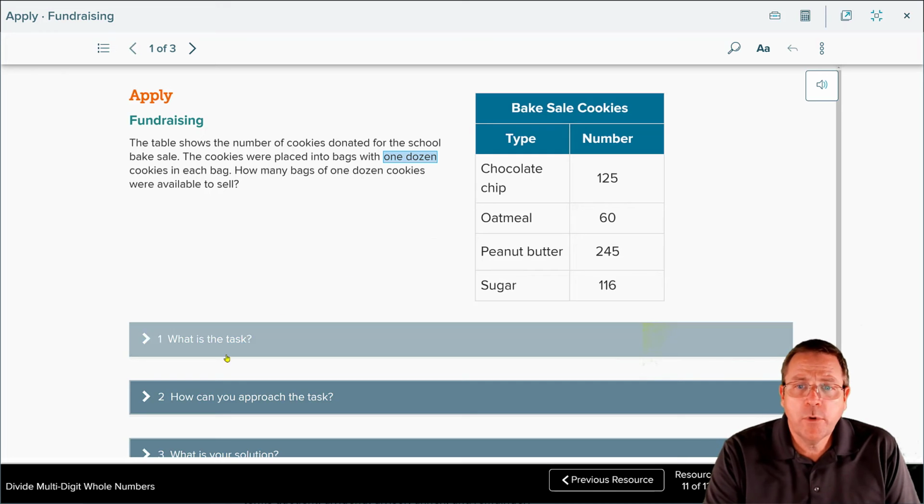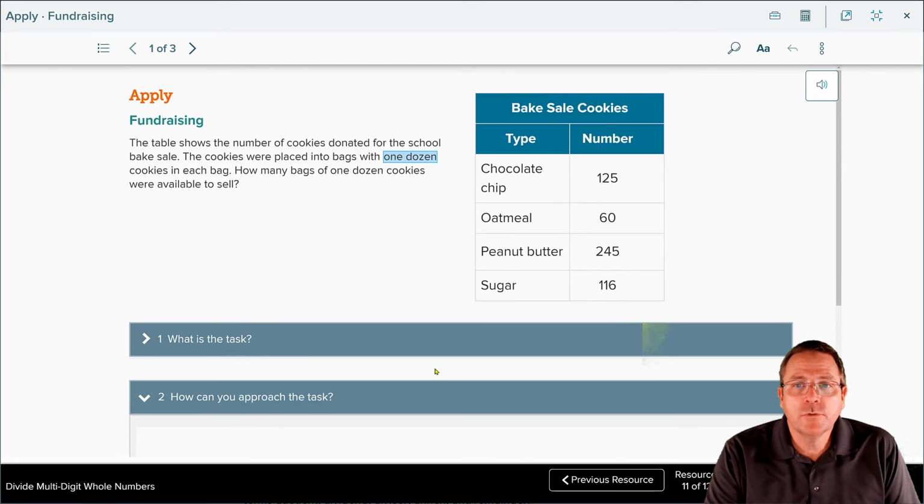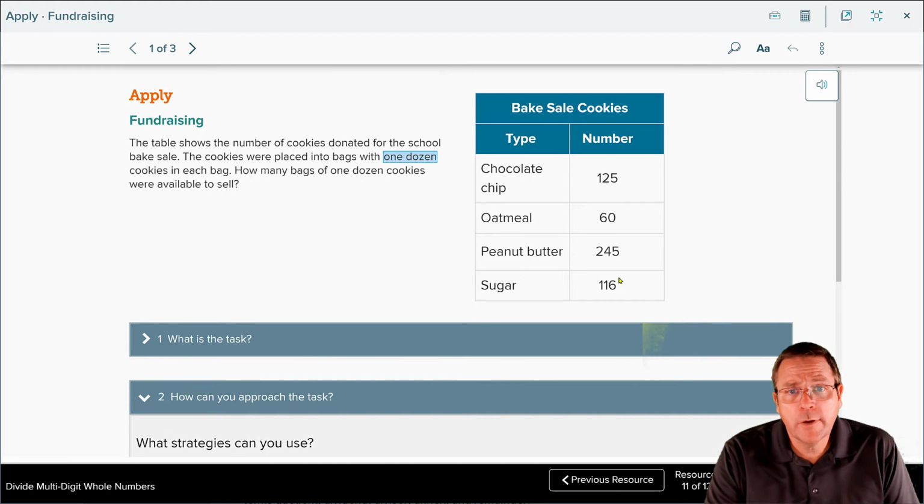So, how would we approach this task? What would we write in here? Well, I would approach the task by adding up all the cookies and then dividing by 12. And that's going to tell us how many bags we're going to have. You pause the recording and do that, and then we'll come back and check the answer.